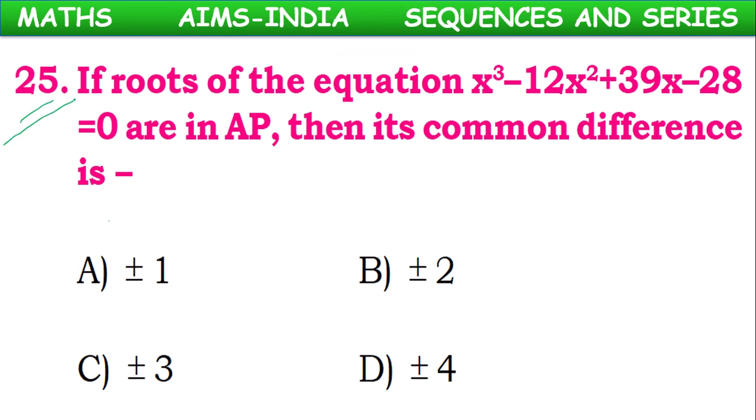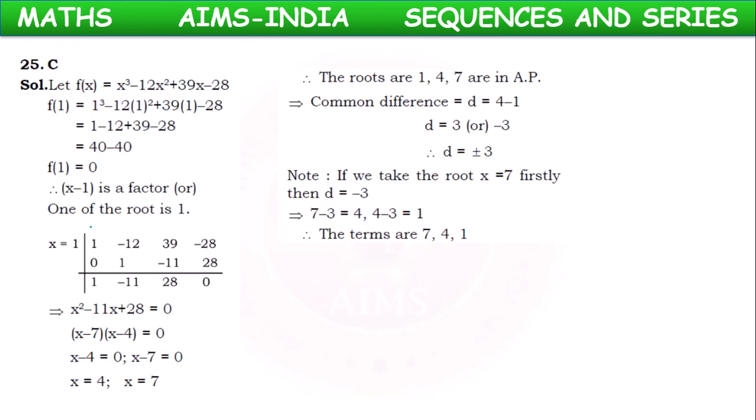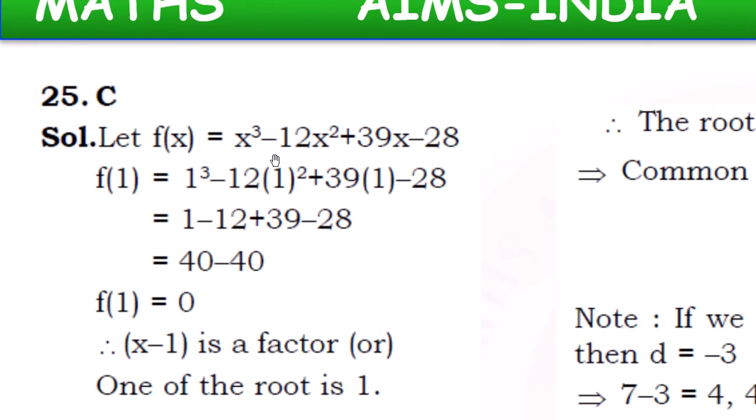Next one, 25th question. If the roots of the equation x cube minus 12x square plus 39x minus 28 equal to 0 are in AP, then its common difference how much? If the roots of this cubic equation are in AP, then its common difference how much? So the given cubic polynomial is this one. F of x equal to x cube minus 12x square plus 39x minus 28.